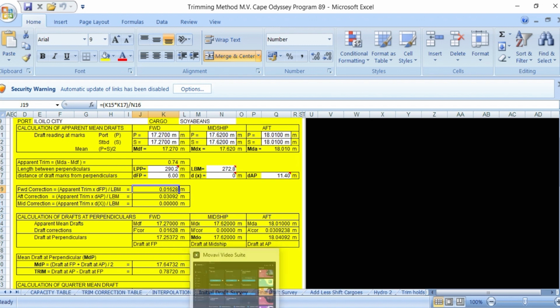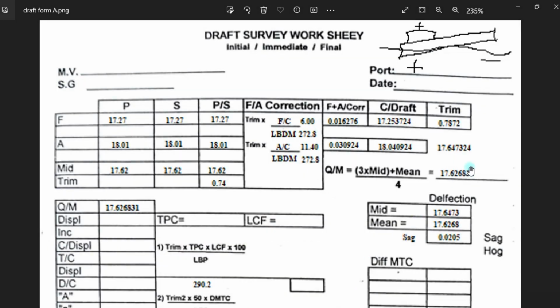64732, 64724. Okay, so now this is your apparent trim, this will be your true trim, this will be your mid drop of 17.62, meaning mid visual drop reading of midship, port and starboard, and your mean drop will be, by computation, 17.647324.